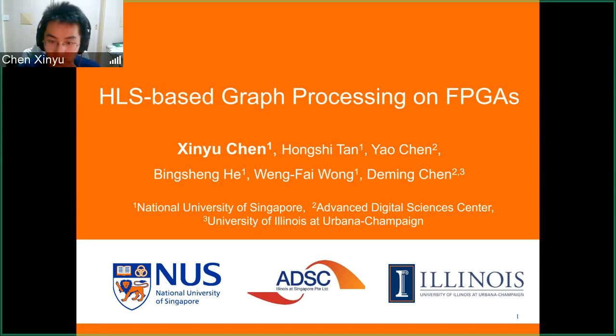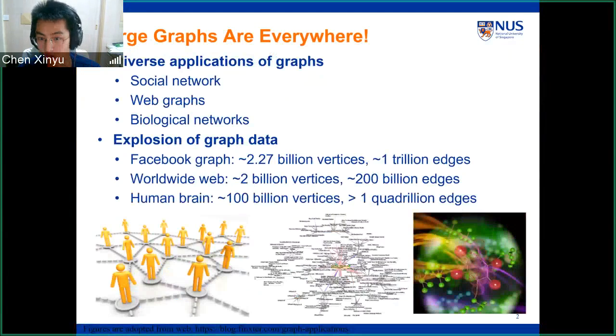So firstly, I need to give you some background on graphs. Why are graphs so popular and important? This is because graphs are very important data structures that can represent the relationships of different entities in diverse applications, for example, social networks, web graphs, and biological networks.